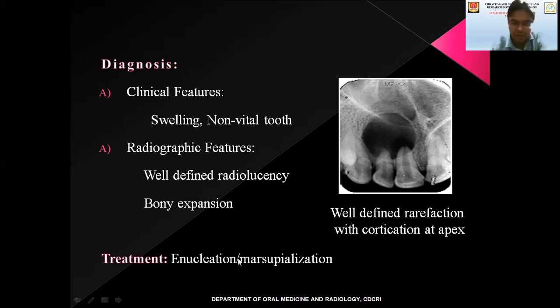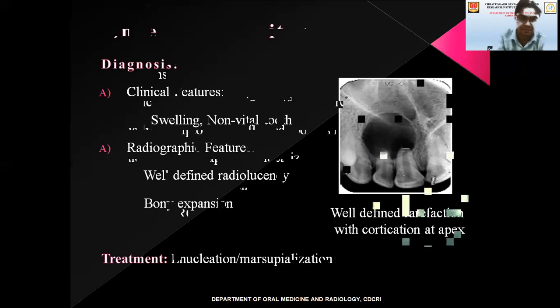Treatment will be enucleation or marsupialization. If the cystic lesion is smaller in size, the treatment is RCT followed by enucleation. And if it is larger in size, we can go for marsupialization.